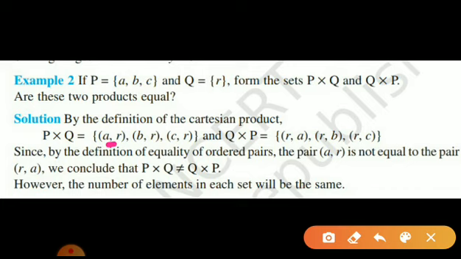Similarly, Q cross P, what does it contain? First element should be of Q, the second element of P. So will I get (r, a), (r, b) and (r, c)? So can we say that your P cross Q and Q cross P are equal? No, they are not equal. Any one example you can give: since (a, r) belongs to P cross Q, but (a, r) does not belong to Q cross P. Is that clear?